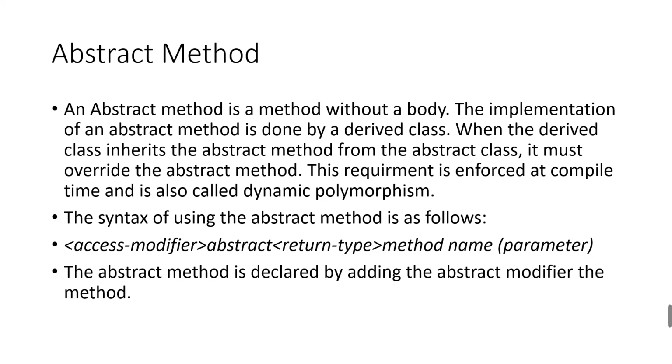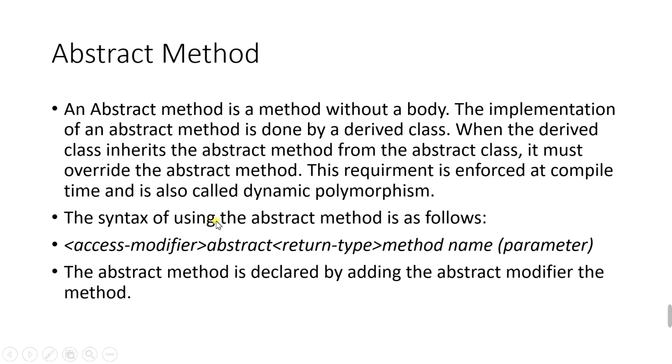When the derived class inherits from the abstract class, it must override the abstract method. That means if you are deriving from a base class that is abstract and you define an abstract method, then in the child class you have to override that abstract method. That is the primary requirement of defining abstract classes as well as abstract methods. If you don't do it that way, you will get a compile time error, right? And that is also called dynamic polymorphism.